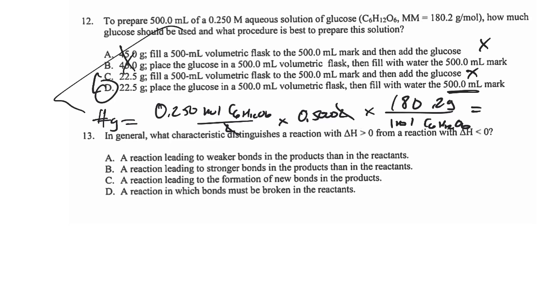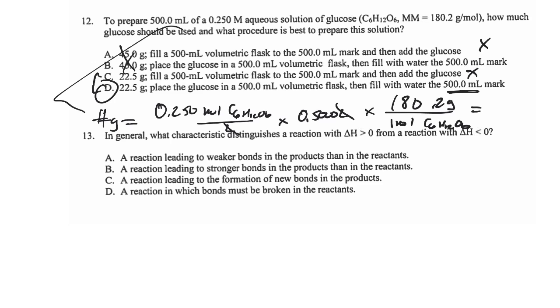So in general, what characteristic distinguishes a reaction with a delta H greater than 0 from a delta H less than 0? So a reaction leading to weaker bonds in the products than the reactants, a reaction leading to stronger bonds in the products than the reactants, a reaction leading to the formation of new bonds in the products, and a reaction which must break bonds in the reactants.